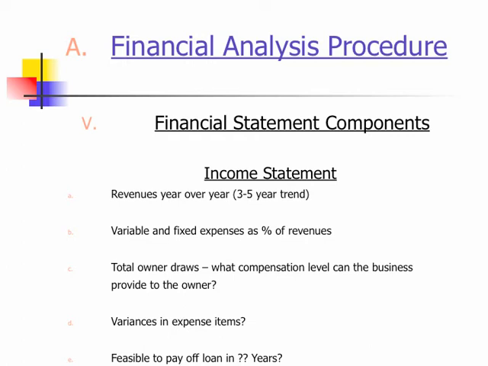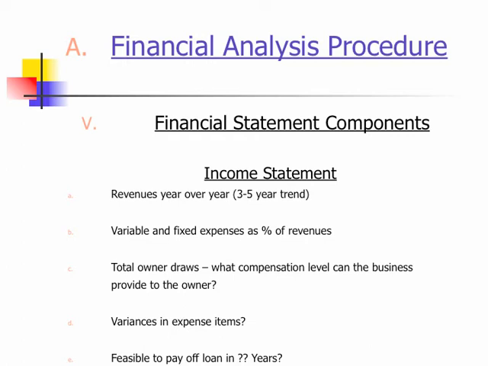We also want to look at variable and fixed expenses as a percent of revenues. In our other business growth model seminar, we talk about wanting to find a business that has a 20% profit margin before taxes. Well, a large way of getting that 20% level is watching your variable and fixed expenses.